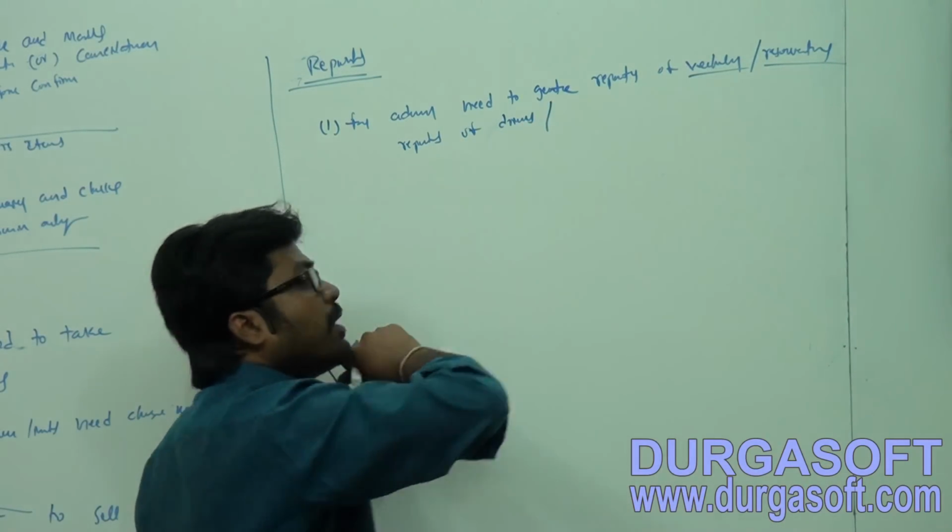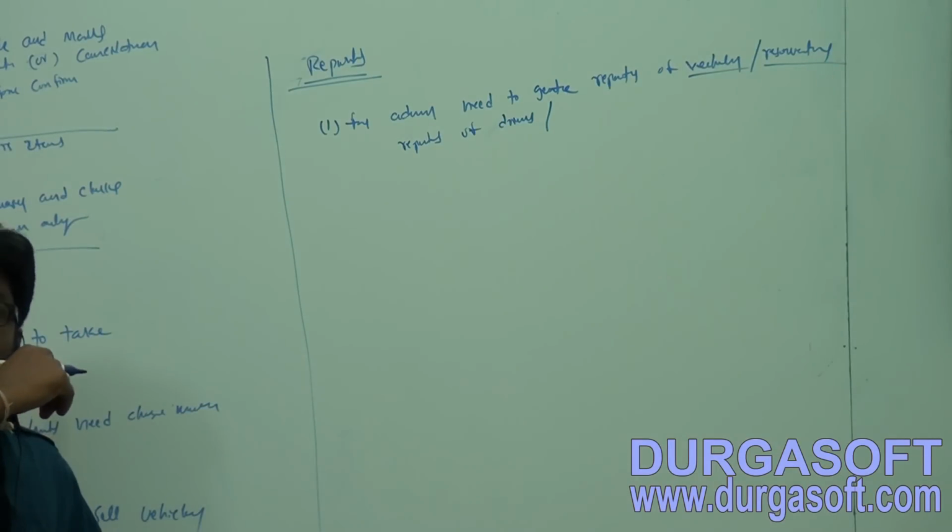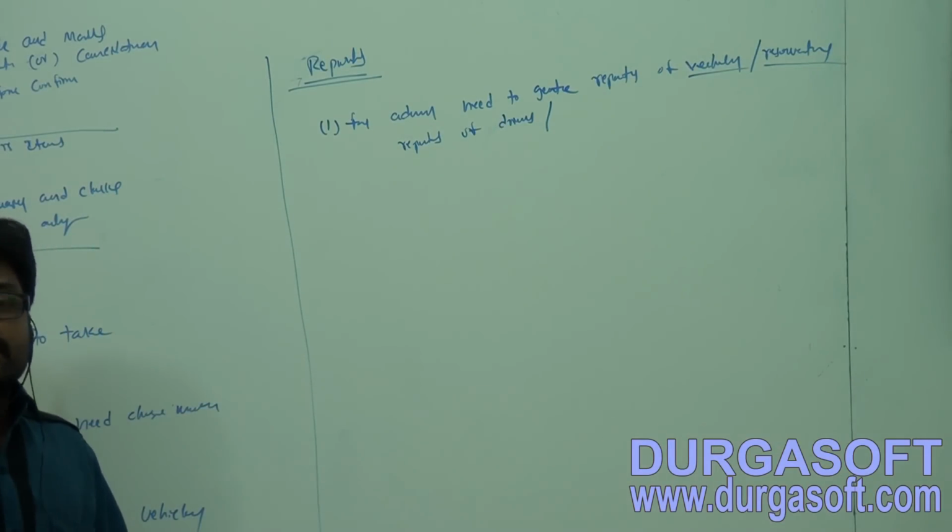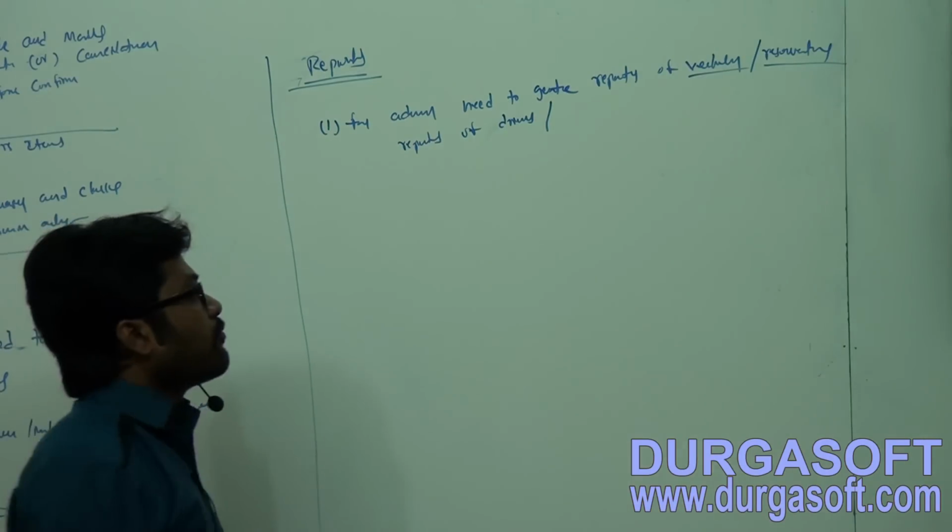Payments. How many payments happened through credit card? How many payments happened through debit card? How many DDs were taken? Payments.